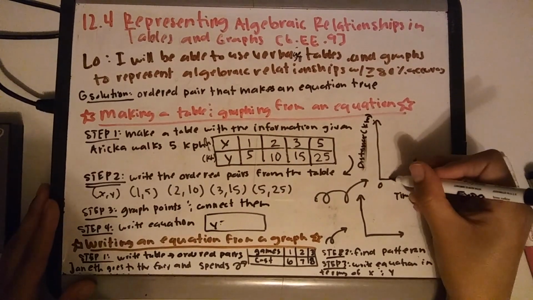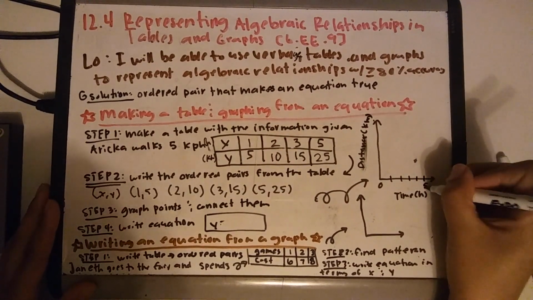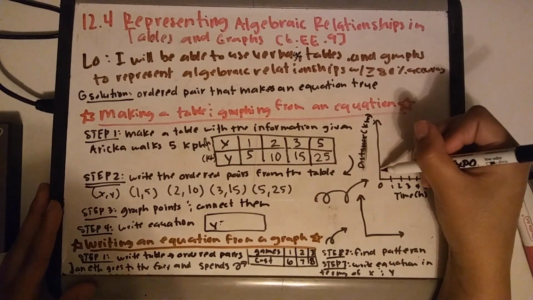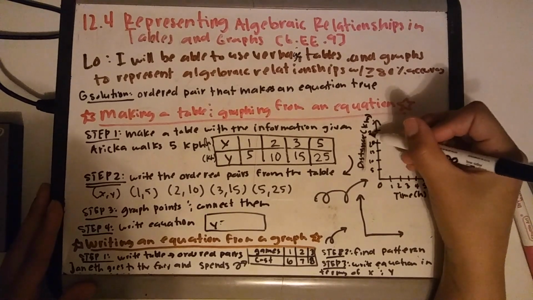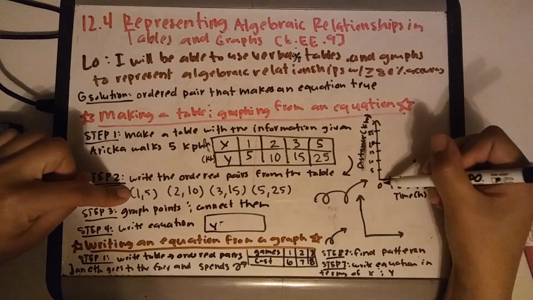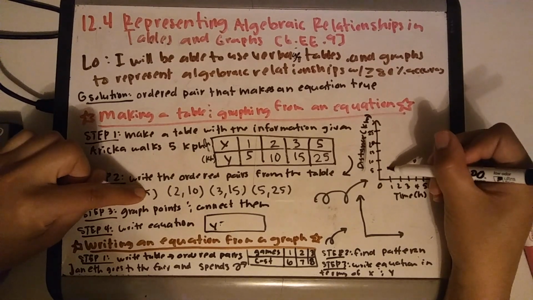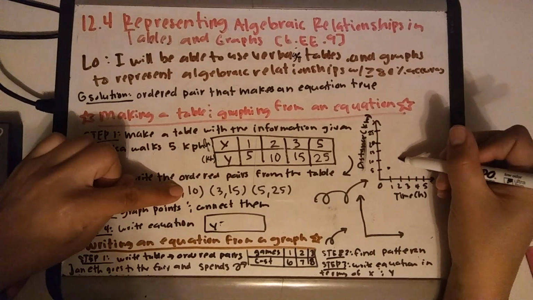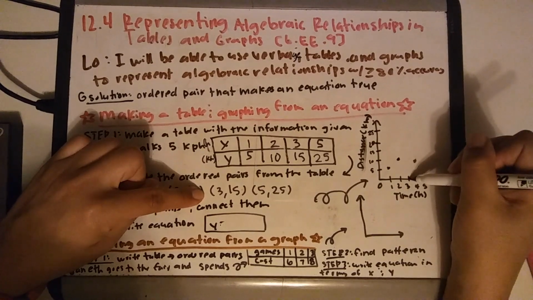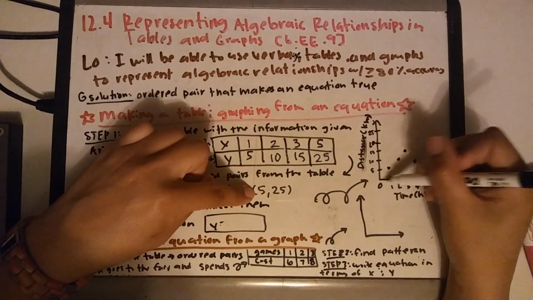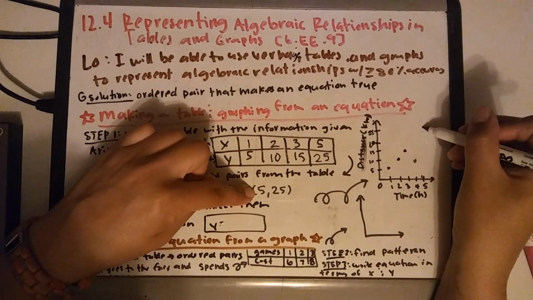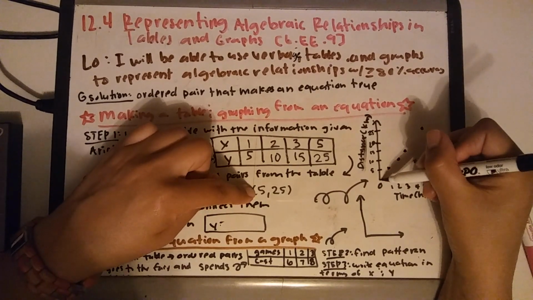So I'm going to do 1, 2, 3, 4, 5, and then let me do my 5s here. So I'm going to graph now. I'm going to run 1, and go up 5. I'm going to run 2, and go up 10. I'm going to run 3, and go up 15, and then I'm going to run 5, and go up all the way to 25. So about right here, and then I can connect my dots.